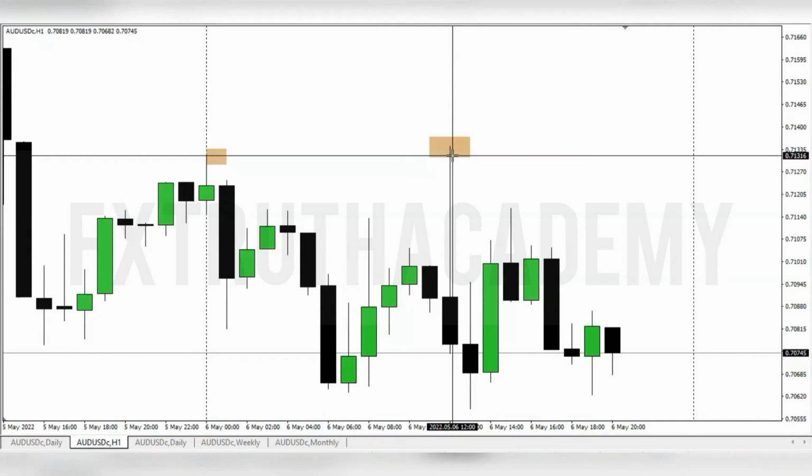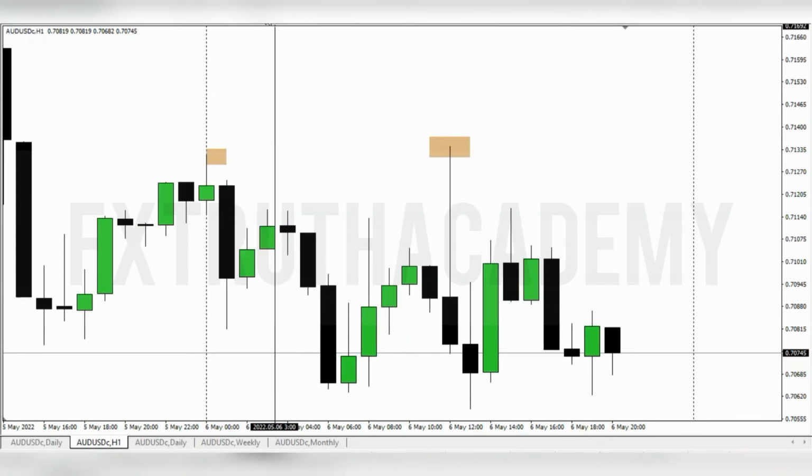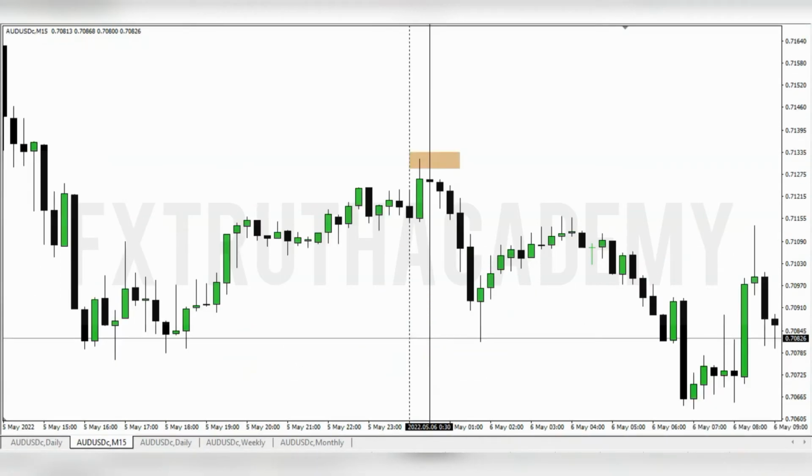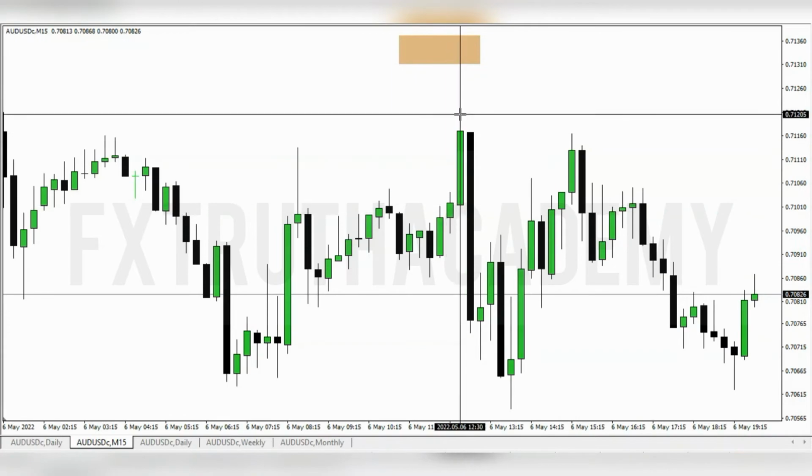You want to see it immediately after a manipulation, where they have taken out sellers or buyers out of the market and induced more people to think that okay, we are buying now. You can see that clearly in the 15 minutes. They started buying.